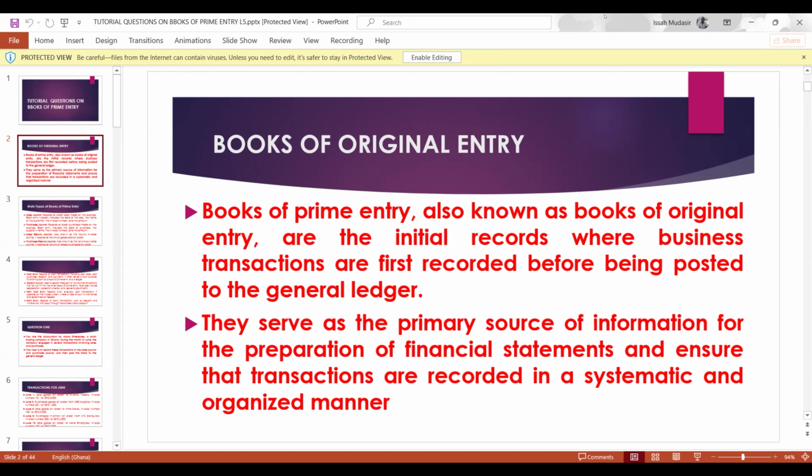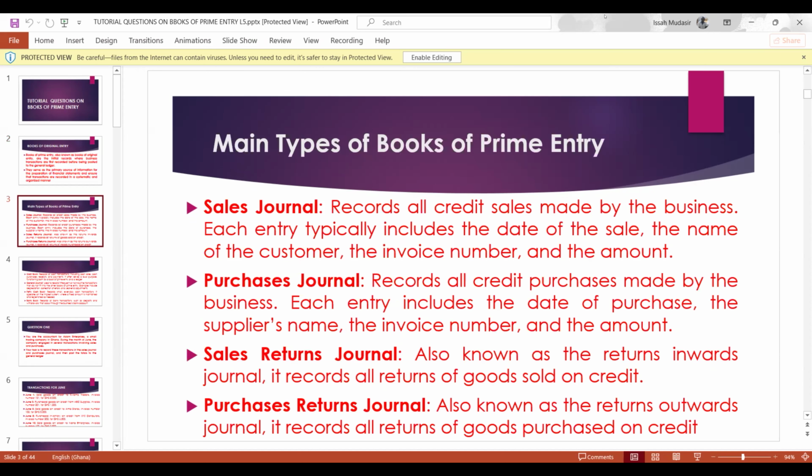Are we okay? Good. So we are saying that they serve as the primary, the principal source of information for the preparation of financial statements, and ensure that transactions are recorded in a systematic and organized manner. He goes on to say that, let's move on, Senior, that these are the main types of what? Books of prime entry. Number one.